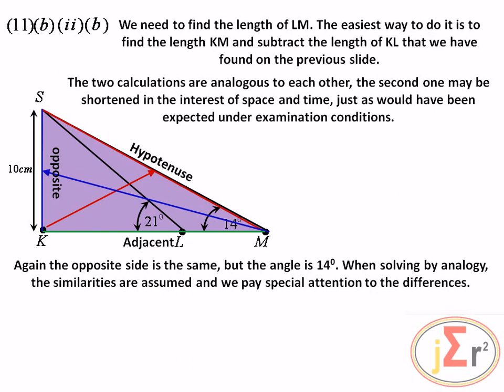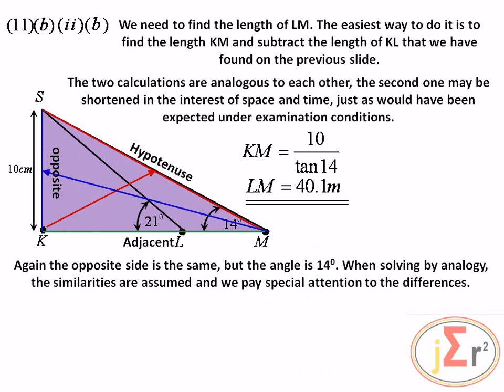Again, the opposite side is the same, but the angle in this particular case, that's the only difference, is 14 degrees. Not quite the only difference, because as a consequence, we will have a different hypotenuse, and we have a different adjacent side. When solving by analogy, the similarities are assumed and we pay special attention to the differences. So we start off by saying KM is equal to 10 over tan 14, because we had KL is equal to 10 over tan 21.